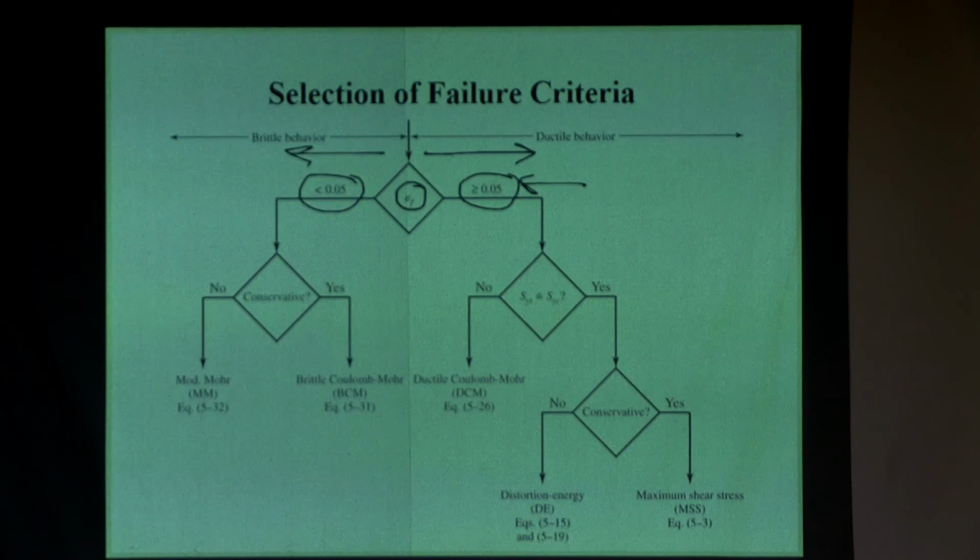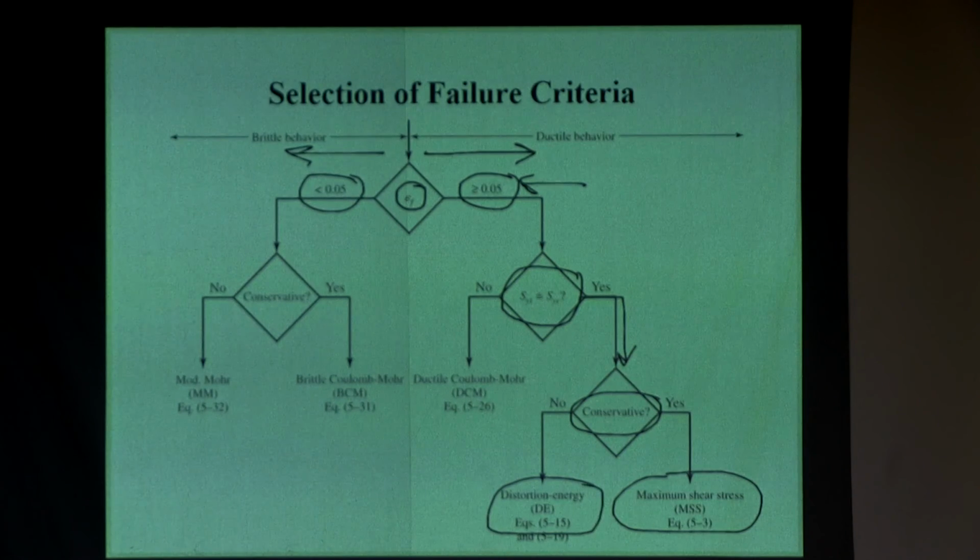So if it's ductile, the next question you want to ask is whether S of YT and S of YC are the same. If they are the same, and that will be the case with steels, then you go this route. Down there, you want a conservative estimate. If the answer to that is yes, then you use maximum shear stress theory. If the answer to the previous question was no, then you would use DET, the distortion strain based theory. And if your answer to the question, S of YT is equal to S of YC, is no, then the only theory that you can use is the ductile Coulomb-Mohr, so DCMT.